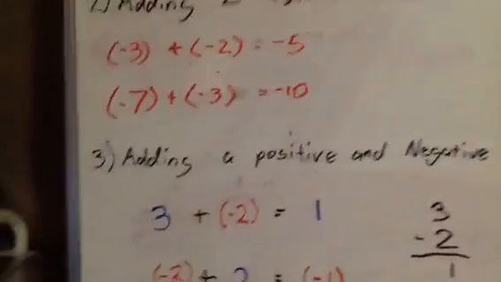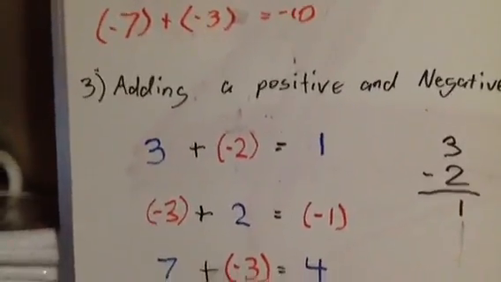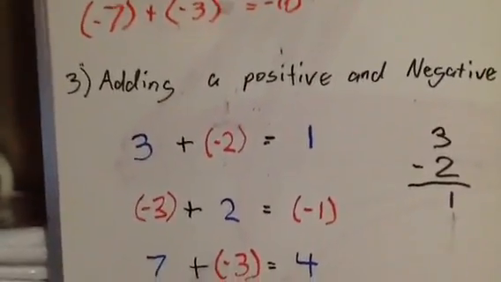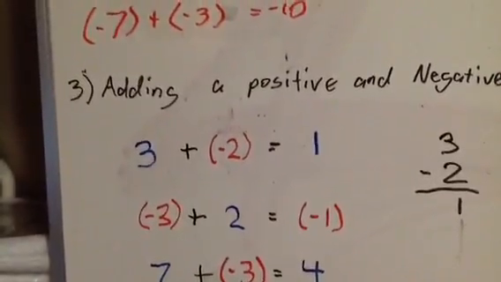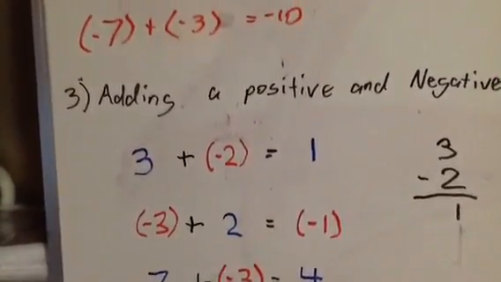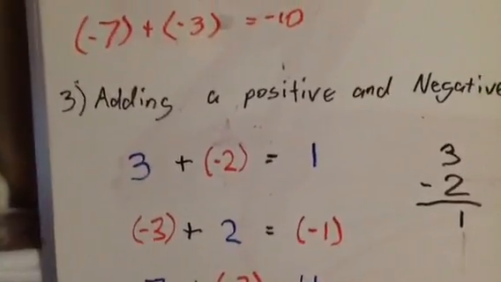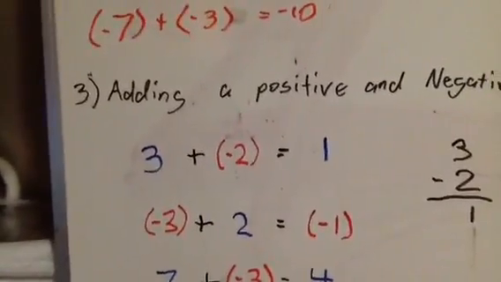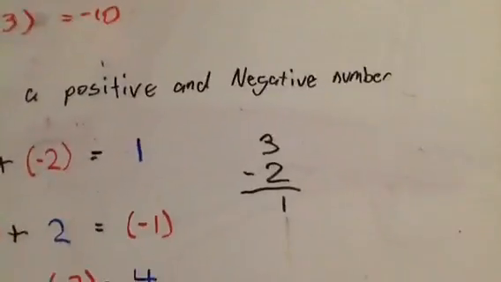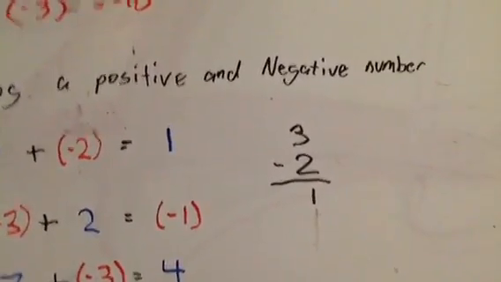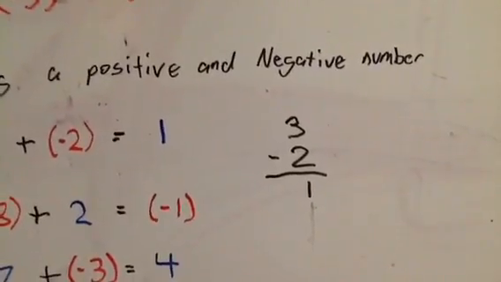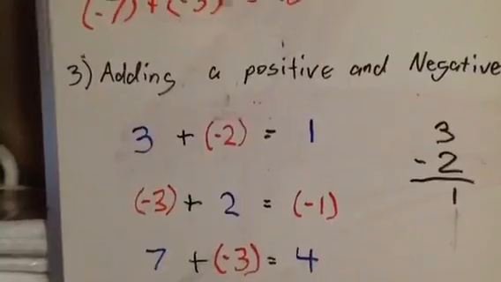The last case is adding a positive and a negative number. As you can see, these two answers are very different. You get 3 plus negative 2 equals positive 1, and negative 3 plus 2 equals negative 1. So let's look at what's up. When you have 2 different signs, you subtract the numbers. You subtract the smaller number from the bigger number, and you arrive at the answer, 1. So how you determine the sign is you look for the bigger number.